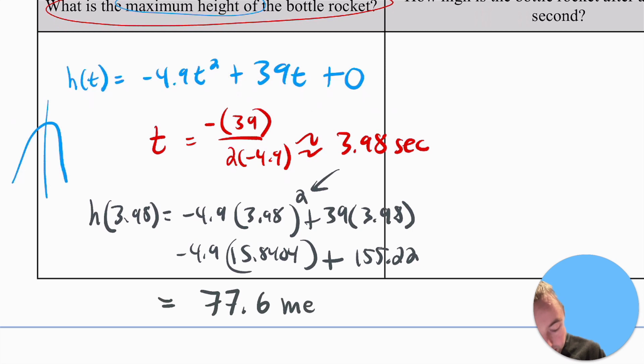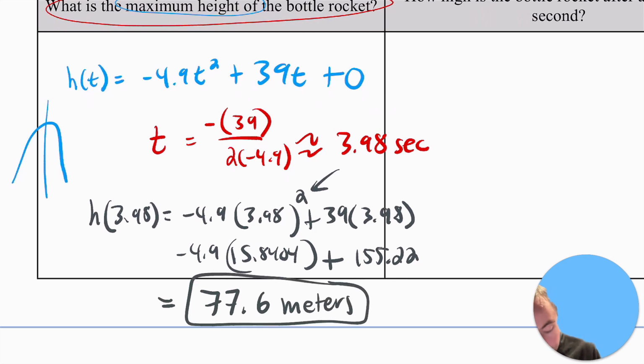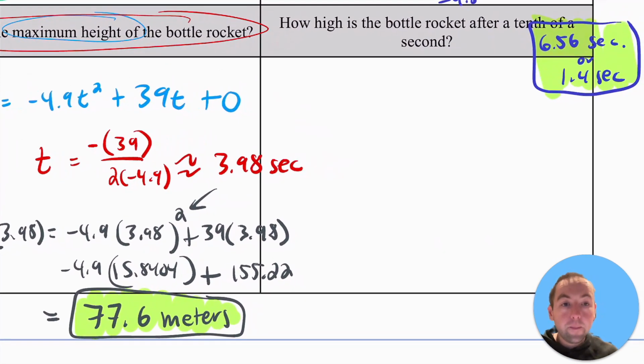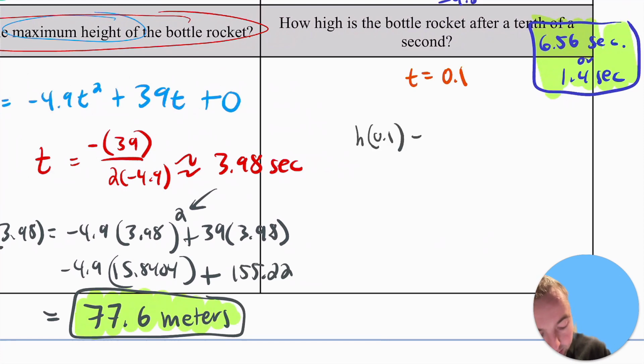This was in meters, so that right there would be the highest height that this bottle rocket is going to be able to reach, right? And then the last question right here is finding the height of the bottle rocket after a tenth of a second, which just means that time is going to be equal to 0.1, or 1/10 of a second. That really is just a matter of plugging in 0.1 for t. So you just do negative 4.9 times the square of 1/10, and add 39 times 1/10.